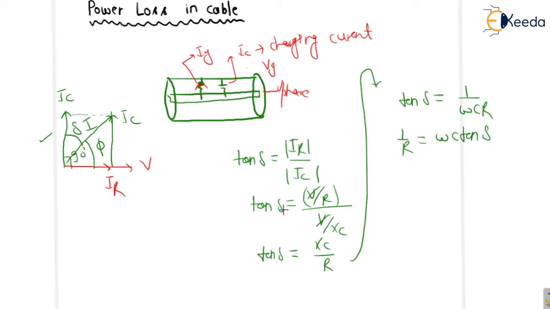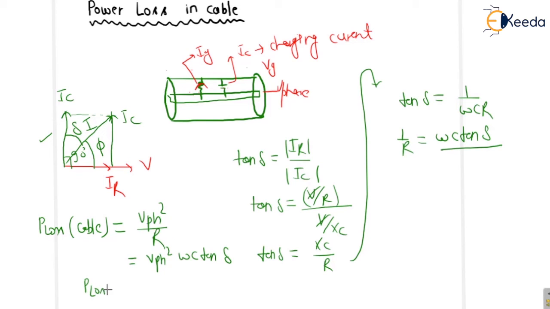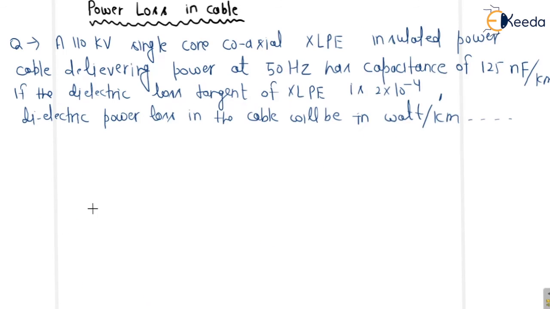Now to calculate the power loss in the cable: there will be no power loss in the capacitance, only in the resistance. So the loss is Vph square upon R, and we know that 1 upon R is omega C tan delta, so it will be Vph square into omega C into tan delta. This is the per phase power loss. If you want the three phase power loss, multiply by 3.